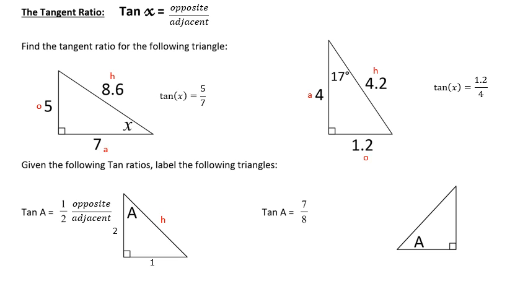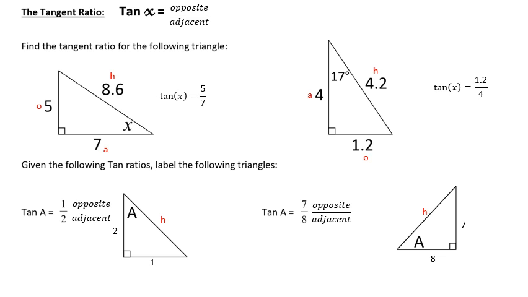So try the second one and see if you can label that triangle. Okay, so first we have to decide which sides are which. So we have our hypotenuse, our opposite, and our adjacent side. So again, since tan is opposite over adjacent, I know my opposite side must be 7, and my adjacent side must be 8.